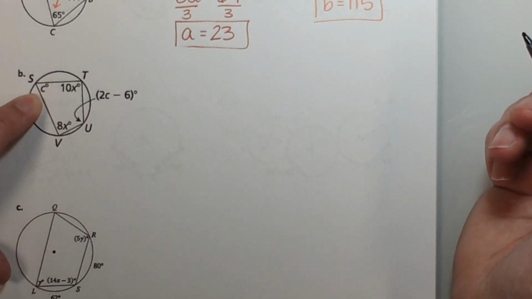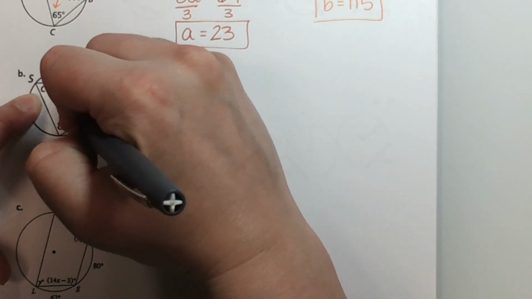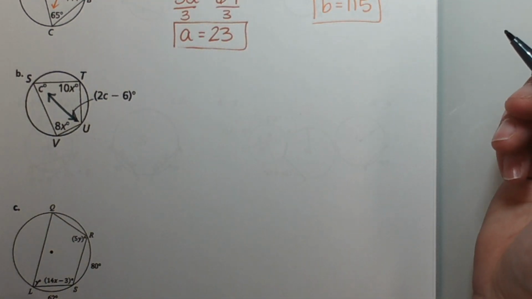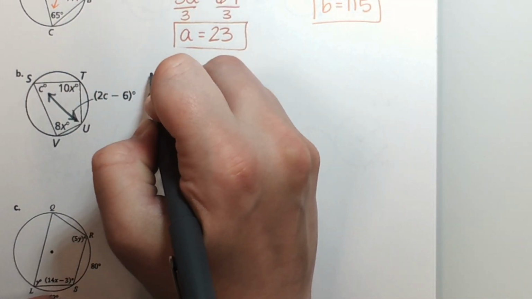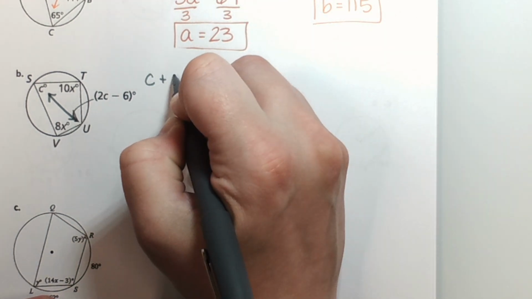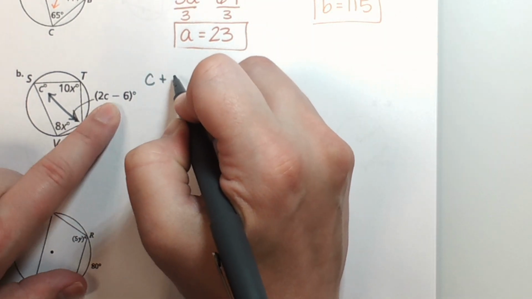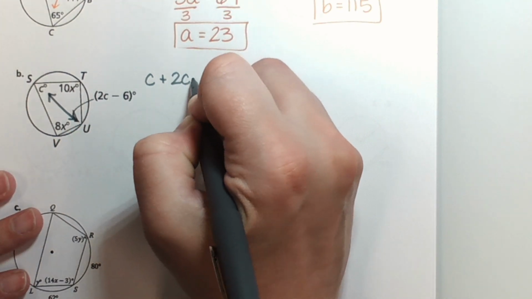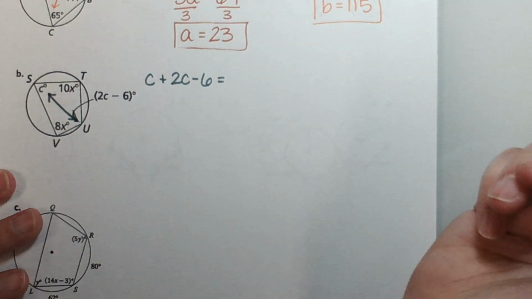If it's a quadrilateral, I also need its opposite. Which angle's opposite of that one? And according to the theorem, what do those two angles do? Tell me what to write. You know what U is? Yeah. So, I'm not going to write U, I'm going to write 2C minus 6 equals. Exactly.